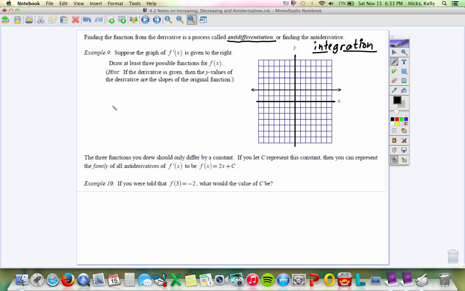All right, let's look at example 9. Suppose the graph of f prime of x is given to the right. Draw at least 3 possible functions for f of x. Hint: if the derivative is given, then the y values of the derivative are the slopes of the original function. Okay, we're on f prime of x. I'm going to pause this for a second and then come back and finish antidifferentiation. I'm afraid the video is getting too long though.